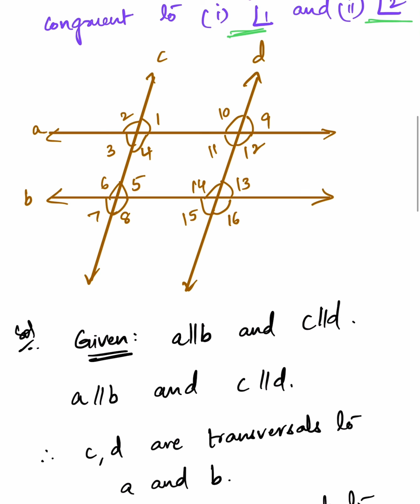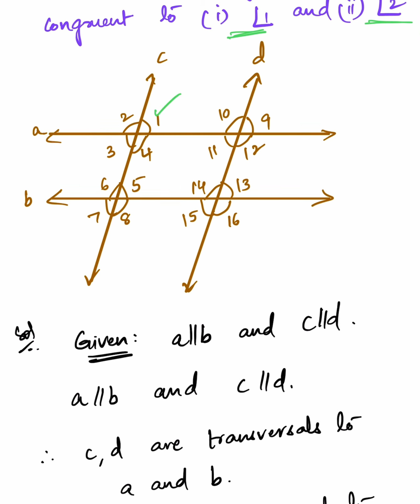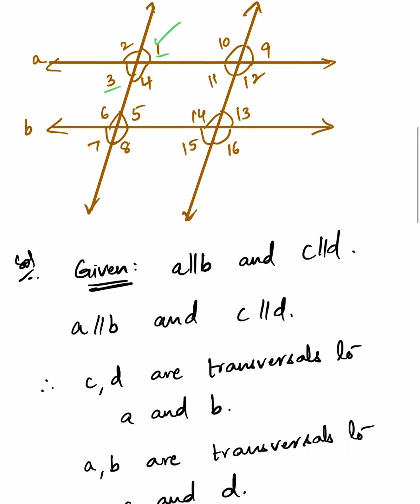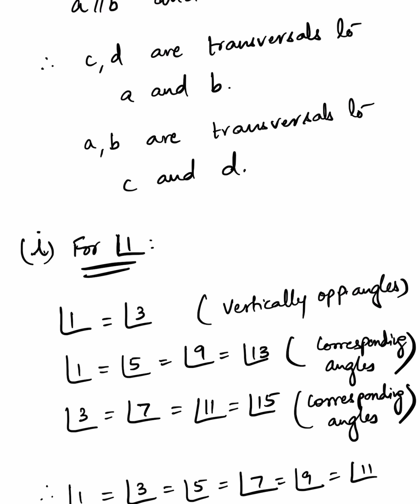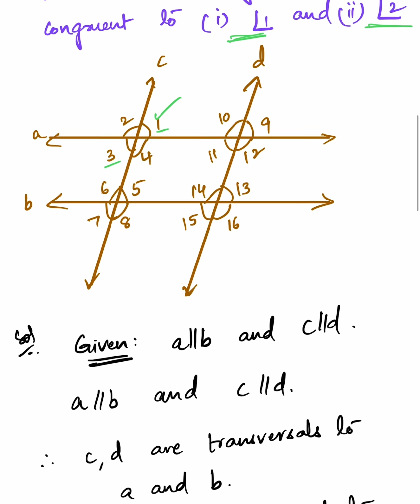For this angle 1, this angle is equal to angle 3. Why? Because these two parallel lines are being intersected by a transversal. Then 1 and 3 will be vertically opposite angles and they will always be equal. So 1 is equal to 3. Let us write the reason here, vertically opposite angles. Then this 1 is equal to this 5. Why? Because 1 and 5 are corresponding angles. When two parallel lines are intersected by a transversal, the corresponding angles will be equal. So 1 is equal to 5.